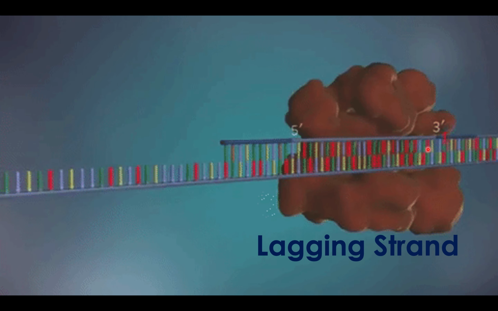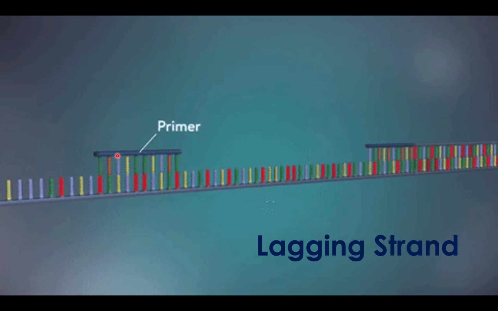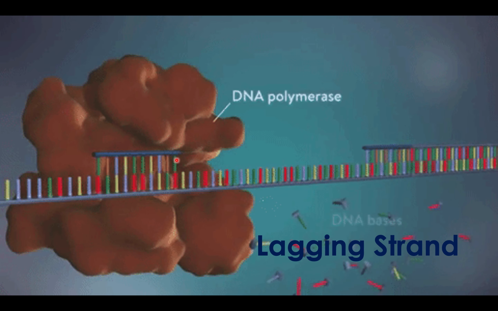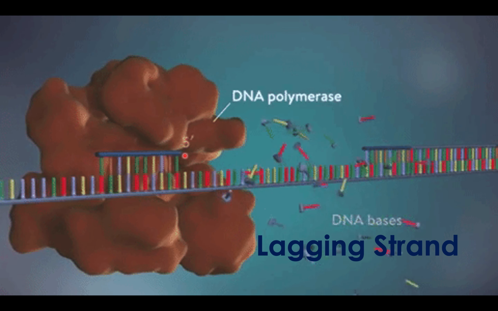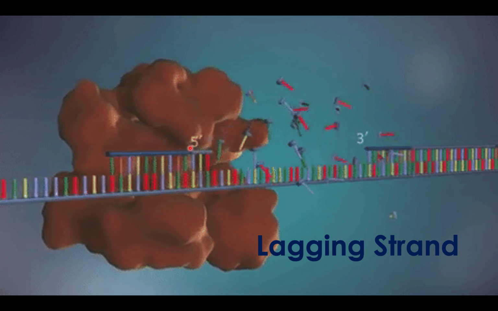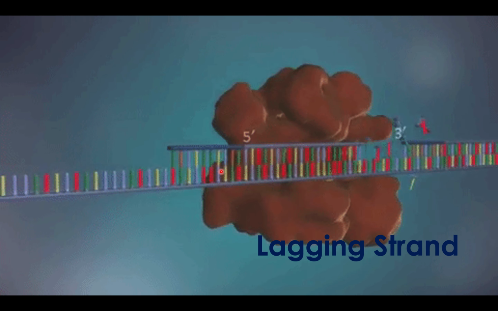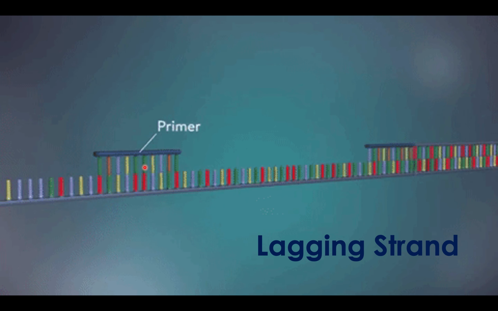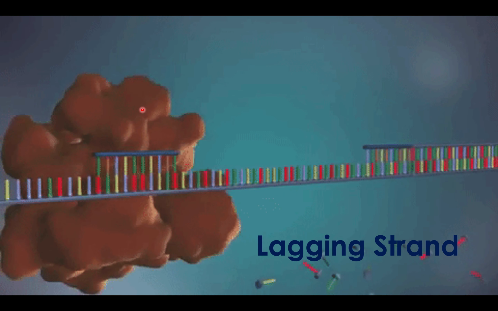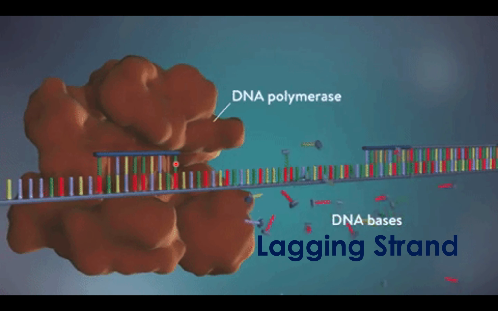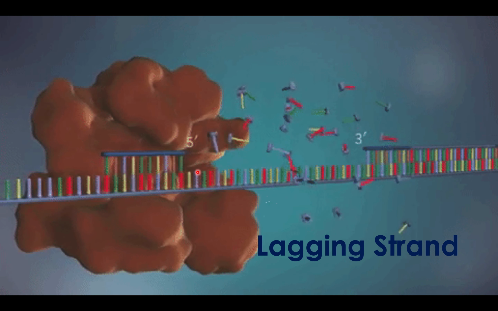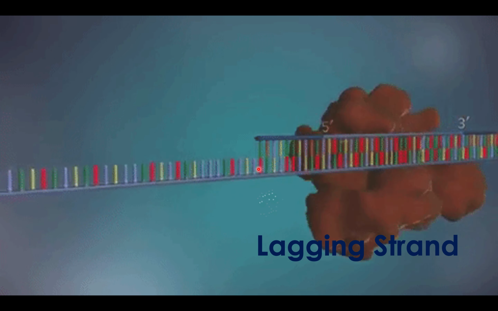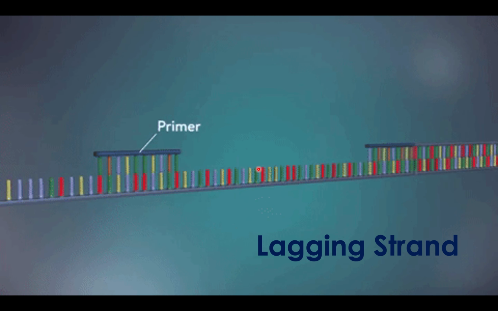5' to 3', RNA primase puts another primer. Boom, there it is. DNA polymerase can do it again, 5' to 3', taking advantage of the 3' hydroxy here. RNA primase leaves the primer again. And one more time, the DNA polymerase does its work, synthesizing the new strand of DNA from 5' to 3'. Okay? And it does it over and over again.